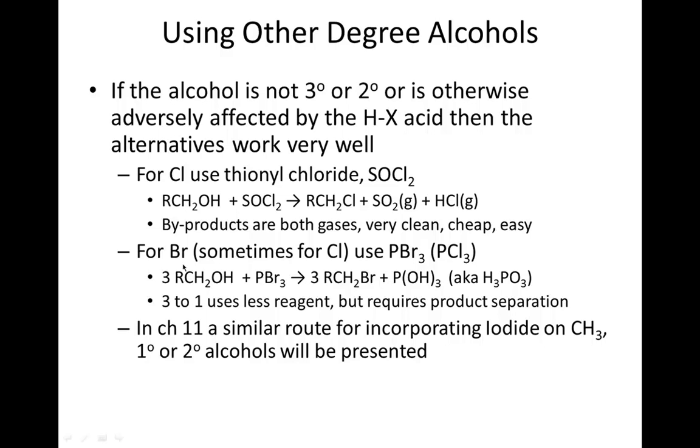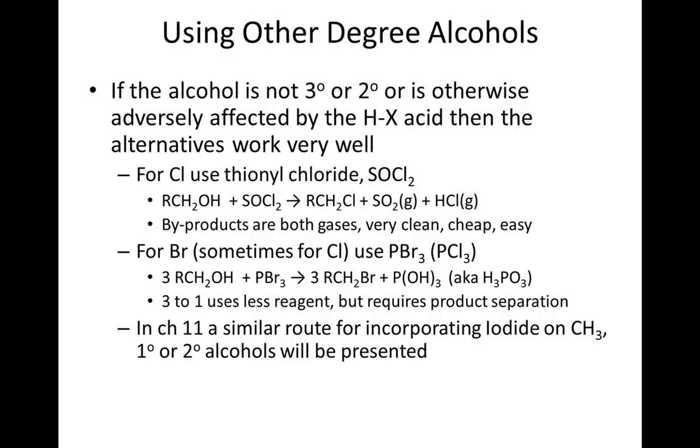For bromine and also for chlorine, we have another kind of reaction. This is PBr3, phosphorus tribromide, or there's a similar compound, phosphorus trichloride. And you can use that, and you balance the equation where 3 molecules of alcohol react with 1 PBr3, and you can make 3 molecules of the alkyl halide, and this side product, which you could also write like this, which looks like phosphorus acid.